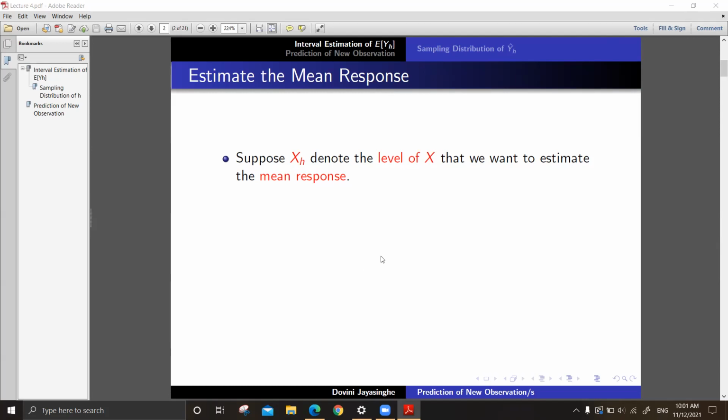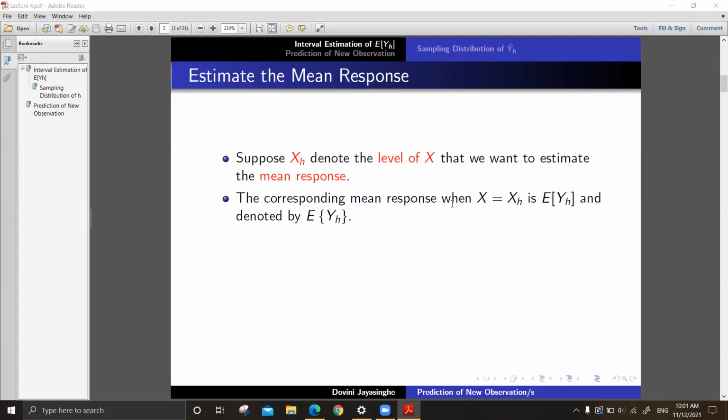Wherever in your data set, you have a couple of observations for X's and Y's. So basically, Xh denotes the level of X, X1, X2, X3, likewise, that we want to estimate the mean response. So that is basically Xi, right? So Xh denotes the level of X, or the particular Xi, we are going to estimate the mean response. This is not the response, but the mean response.